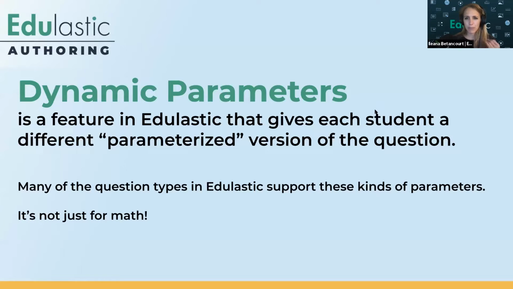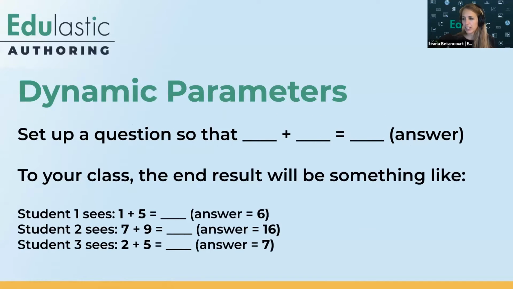And I wanted to help you get an understanding of what that looks like visually. So you might set up a question that is blank plus blank equals blank, and Edulastic will automatically fill that in. So you have the two randomized numbers or three or multiple randomized numbers, and then it will assign it an answer, the correct answer, and it'll autograde for you. So to your class, the end result of this type of question will be something like student 1 sees 1 plus 5. The answer they need to input is 6. Student 2 sees 7 plus 9. That answer they need to input is 16, so on, so on. It's a really cool feature.